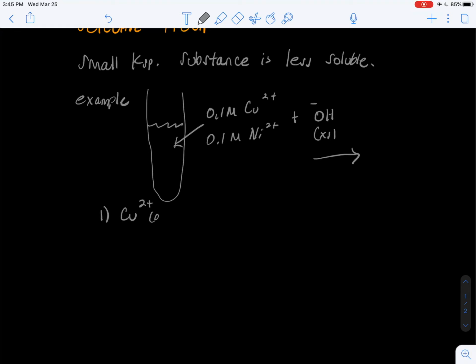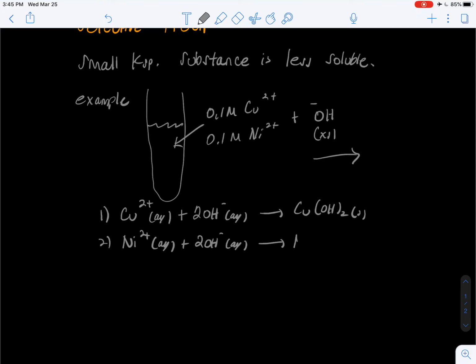Copper 2 plus can react with 2 hydroxide ions to give copper hydroxide. I know this reaction could occur. Nickel could react with 2 hydroxide ions to give nickel hydroxide. Okay? And what we want to do is think about the Ksp values here.